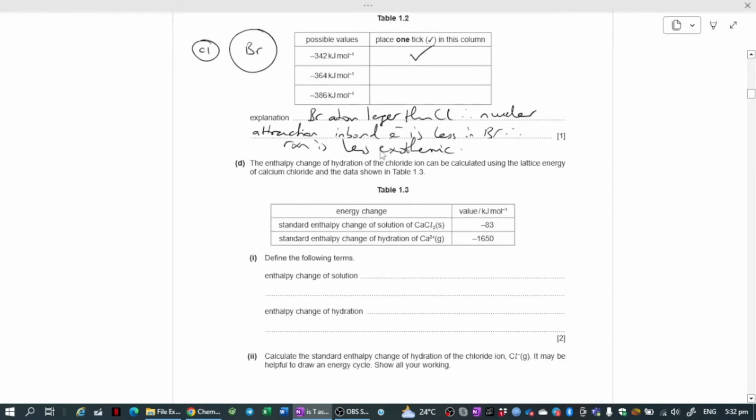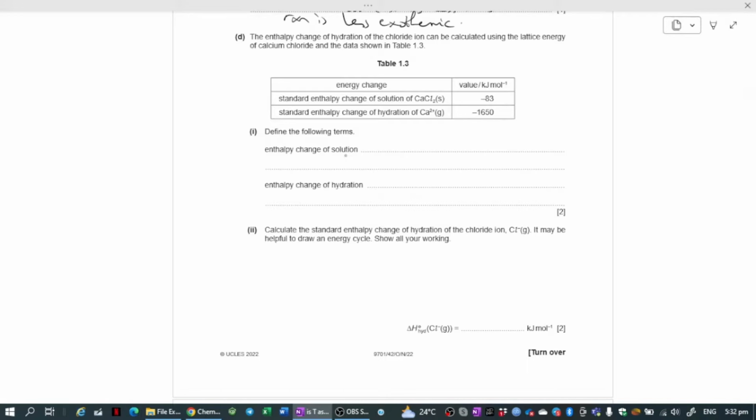So then we move on to part D. They tell us the enthalpy change of hydration of the chloride ion can be calculated using the lattice energy of calcium chloride and the data shown in table 1.3. So we have our data here. They ask us to define some terms. So the enthalpy change of solution. The enthalpy change of solution is the heat change when 1 mole of a species dissolves in water to form an infinitely dilute solution.